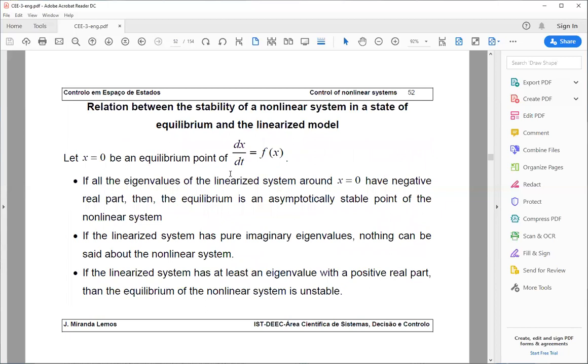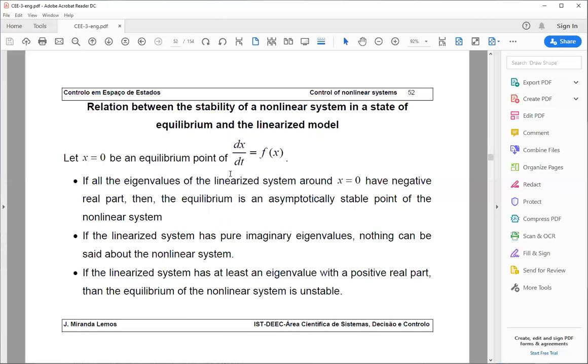Now, what is the relation between the stability of a nonlinear system around the state of equilibrium and the linearized model around this same equilibrium point? It's very simple. You compute the eigenvalues of the linearized system. And if the linearized system is asymptotically stable, that is to say, if all its eigenvalues have negative real part, then the equilibrium point of the nonlinear system is also asymptotically stable. If you have at least one eigenvalue with a positive real part, then the nonlinear system equilibrium will be unstable.